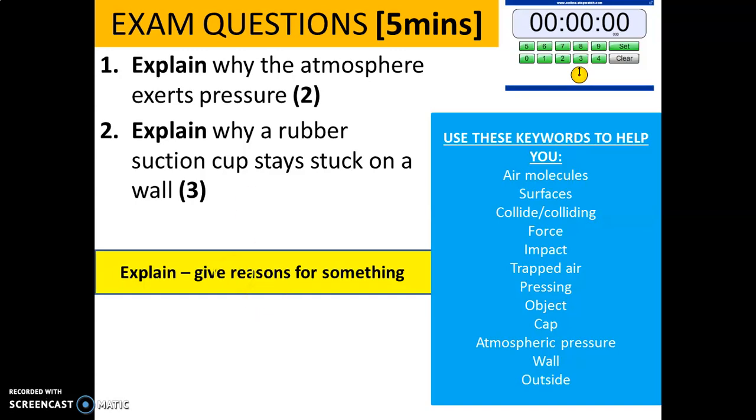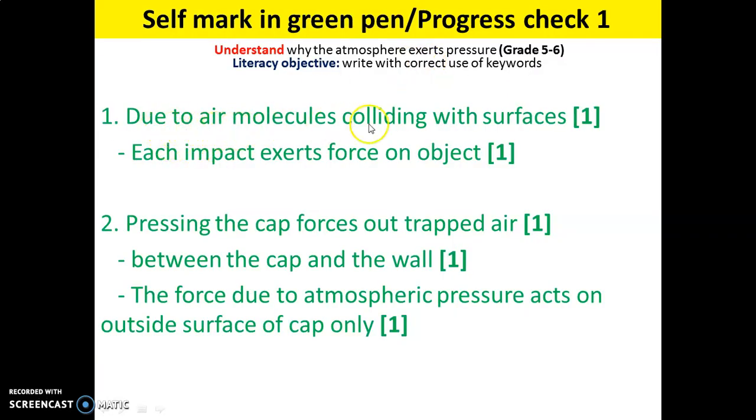Okay, so now let's go on to the answers. Question 1, green pens at the ready obviously. Explain why the atmosphere exerts pressure. Well, it's due to air molecules colliding with surfaces, with each other and surfaces. Each impact exerts force on object surfaces.